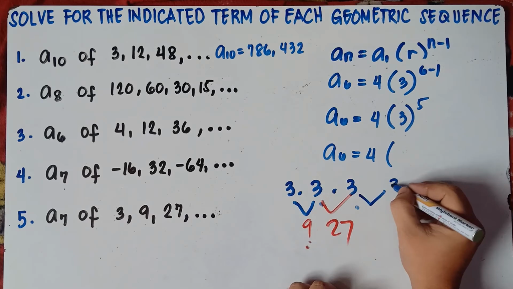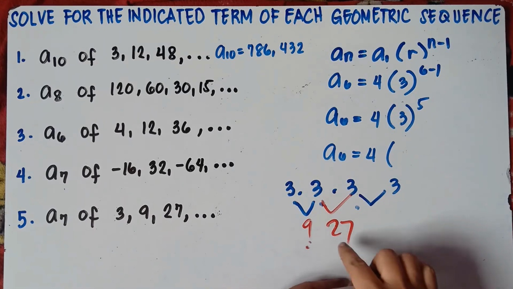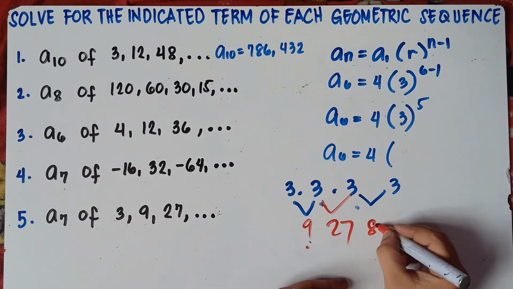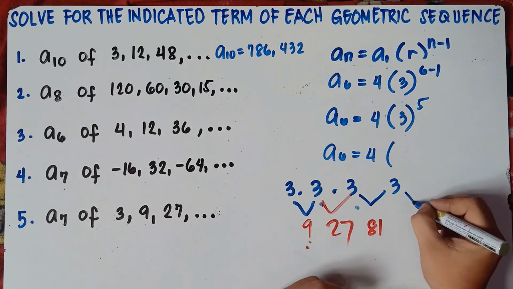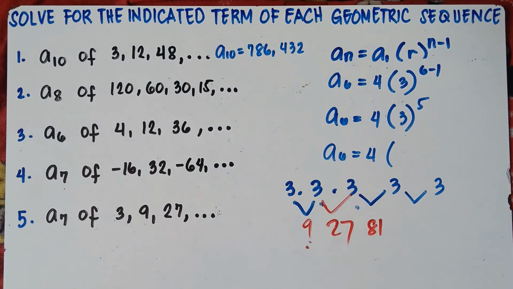Times 3, another 3. So we have 4 3s. 27 times 3, this will be 81. Then the last one times 3. So 81 times 3, I think that's 240. Let me check. 81 times 3.